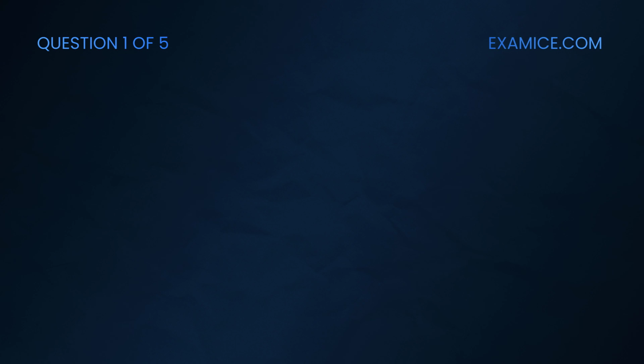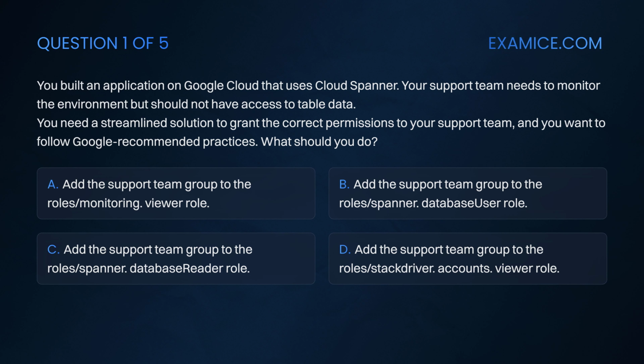Question 1. You built an application on Google Cloud that uses Cloud Spanner. Your support team needs to monitor the environment, but should not have access to table data. You need a streamlined solution to grant the correct permissions to your support team, and you want to follow Google recommended practices. What should you do?